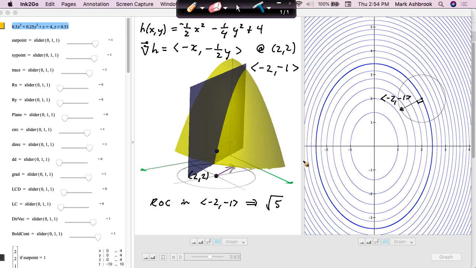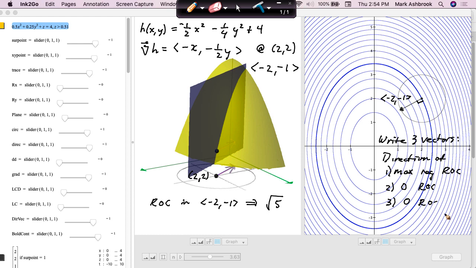Your exercise is, I want you to write 3 vectors. Direction of max negative rate of change. That's the first one. And then direction of 0 rate of change. And another direction of 0 rate of change.